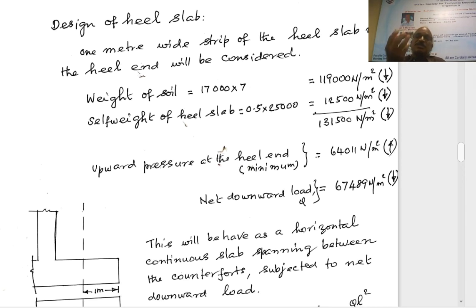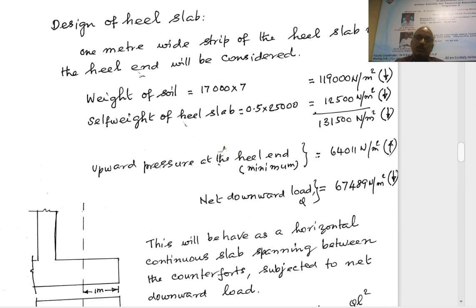And coming to upward pressure, the minimum upward pressure is at the heel end. Therefore, that will give you the worst condition for that design. Therefore, we consider 1 meter of the heel slab near the heel end, where the downward pressure is maximum and upward pressure is minimum. Right. Now, the weight of soil, here in this case the backfill is horizontal only. So, 17,000 into 7.